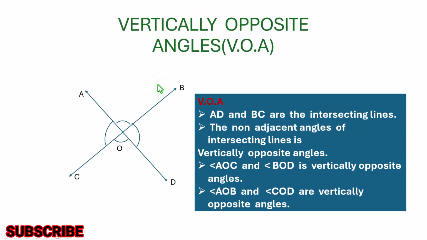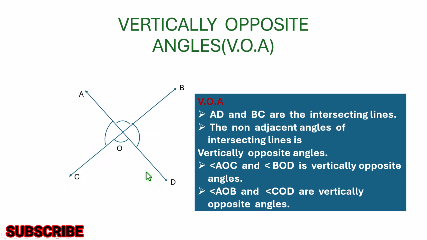Another type is vertically opposite angles, which are formed by intersecting lines only. Here AD and BC are the intersecting lines. The non-adjacent angles of intersecting lines are called vertically opposite angles. Here angle AOC and angle AOB are a linear pair, adjacent angles. Angle AOC and angle BOD are non-adjacent angles. These two angles are vertically opposite angles.